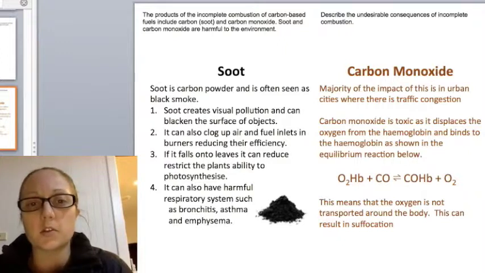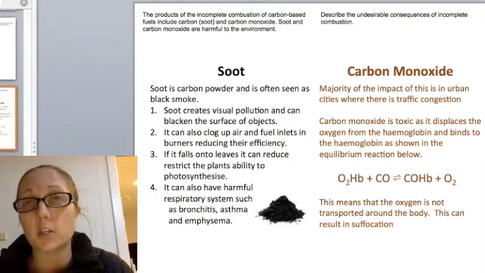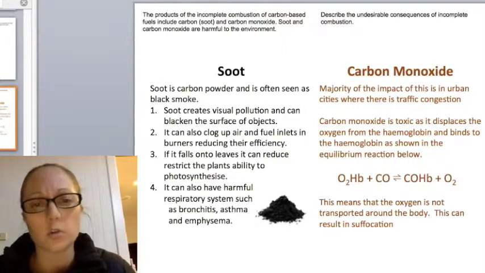So let's take a look at soot. You often see it like this charcoal powder, and this is what you'll see when cars aren't functioning well, and you'll often see that black powder coming out of the back of cars or trucks.